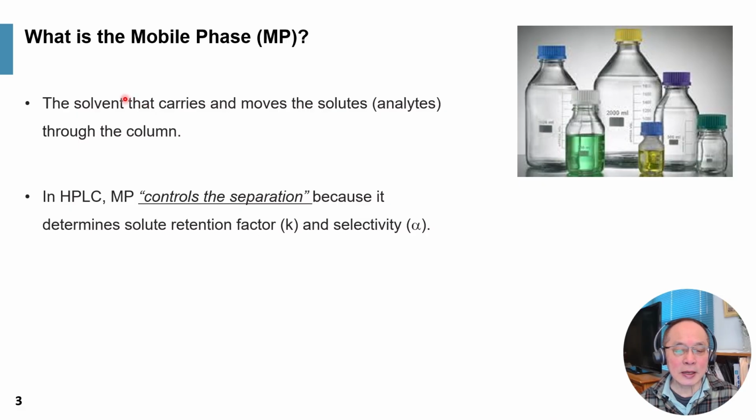Other slides define what is mobile phase. Mobile phase is a solvent to carry and move the solute or the analyte through the column. In HPLC, the mobile phase controls the separations because it determines the solute's retention factor, and also it controls the selectivity, differences of retention factors.